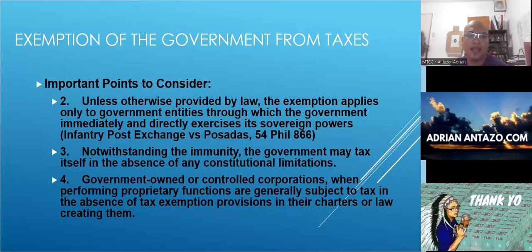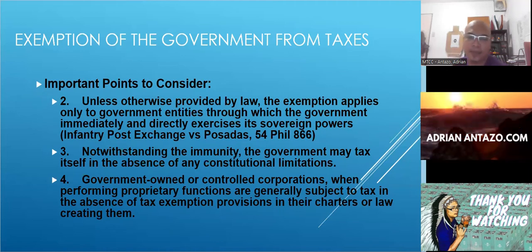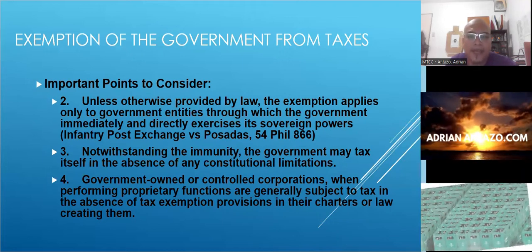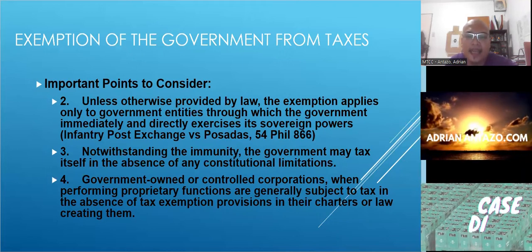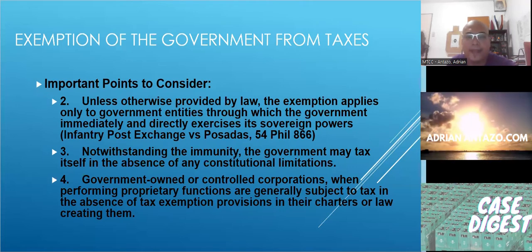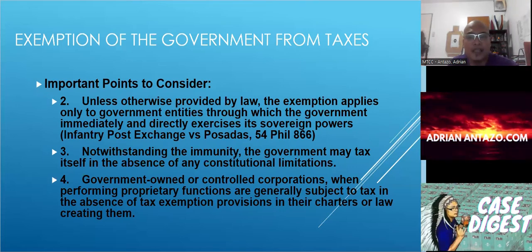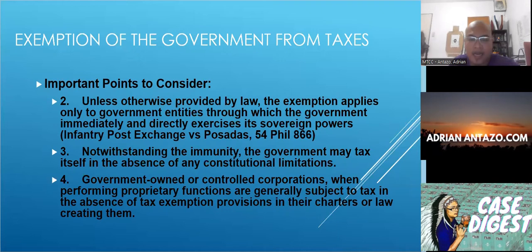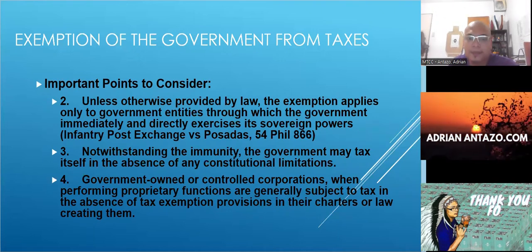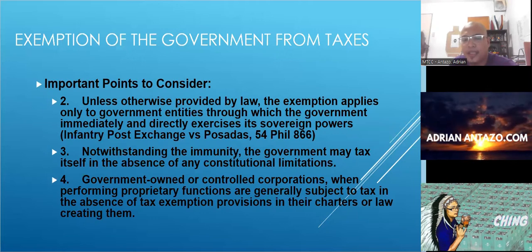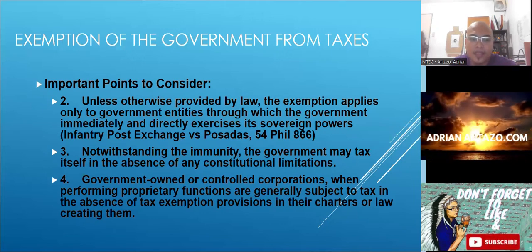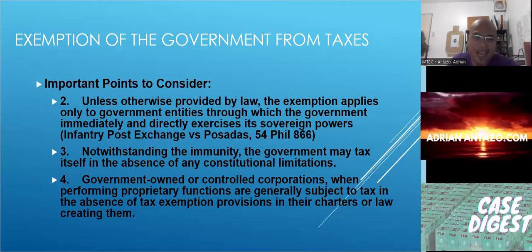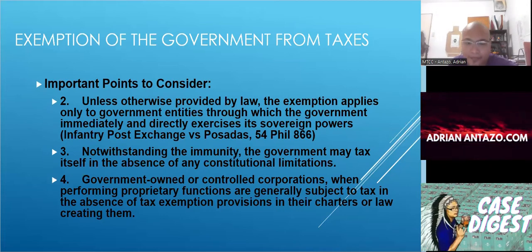Okay? Next pointer to consider is, unless otherwise provided by law, the exemption applies only to government entities through which the government immediately and directly exercises its sovereign power. Okay? So only for itself, where it imposes its power within its authority or territory. Now, notwithstanding the immunity, the government may tax itself, okay, in the absence of any constitutional limitation. The government can still tax itself, but that seems illogical.